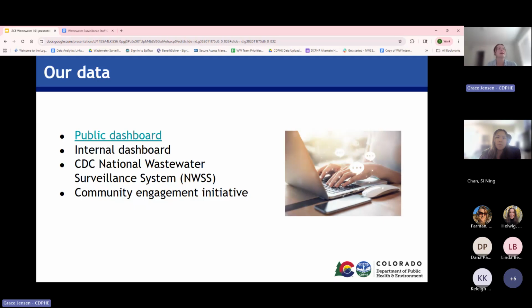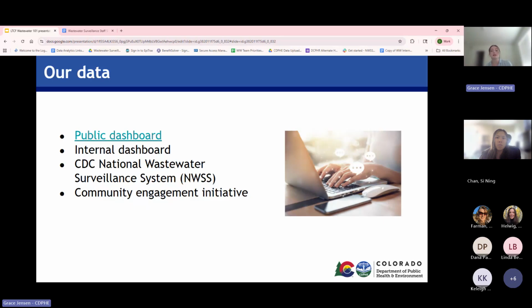We also share our data, like I mentioned earlier, to the National Wastewater Surveillance System website. That'll be housed on the CDC website. So for most of our pathogens, except for the ones in pilot period, you'll be able to look at what's happening in Colorado, as well as what's happening nationwide with other wastewater programs.